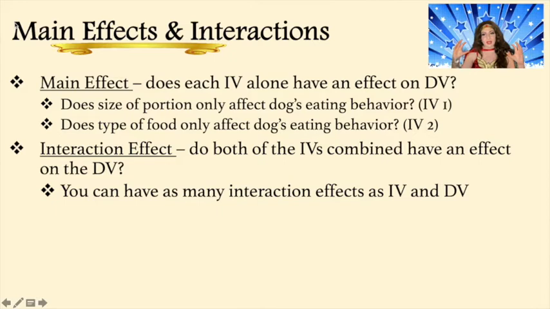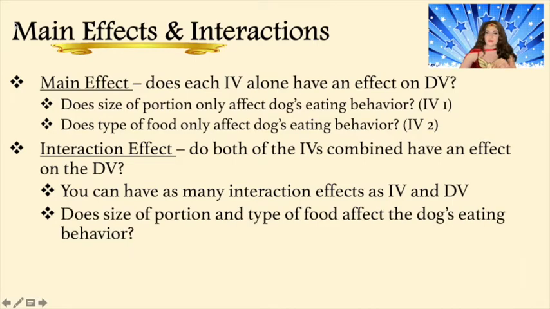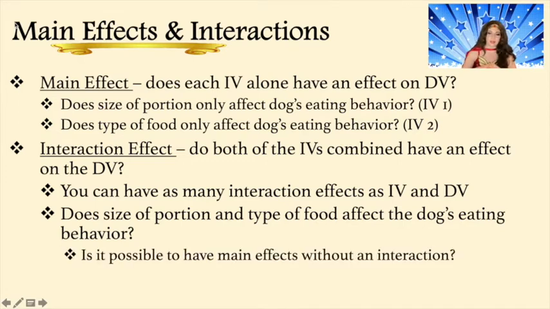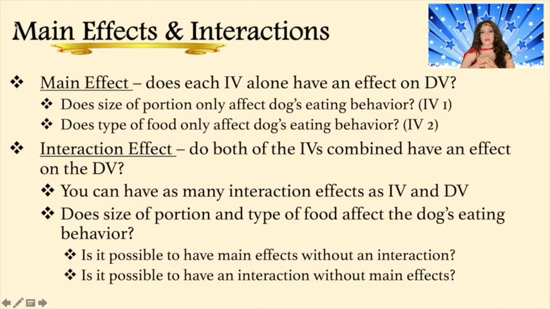So do both of the IVs combined have an effect on the dependent variable? You can have as many interaction effects as you have independent and dependent variables. So the question becomes, does the size of the portion and the type of food affect the dog's eating behavior? So the question I ask you is, is it possible to have main effects without an interaction? Is it possible that only the size of the food alone will keep her from swallowing the food? And is it possible that only the type of food will keep the dog from swallowing the food?